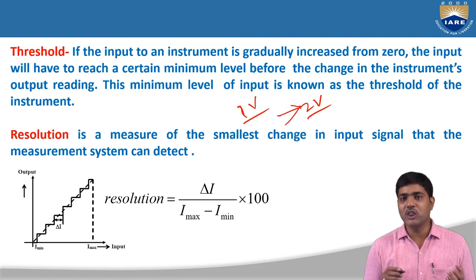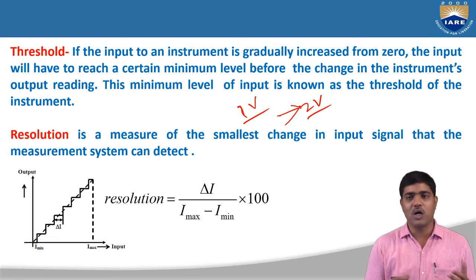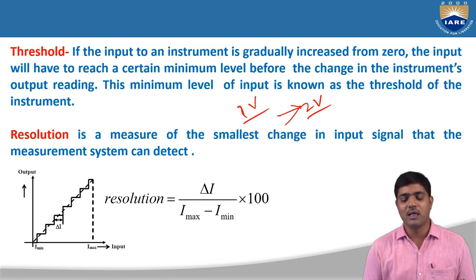If an instrument has a higher resolution, it can respond to even small changes in the input signal. If the resolution of an instrument is very low, then even if there is a large change in the input signal, the instrument is not going to respond. If it has a good resolution, even a small incremental change in the input signal makes the output change accordingly. So this is about the resolution of a measurement system.